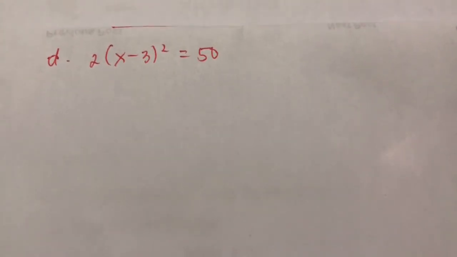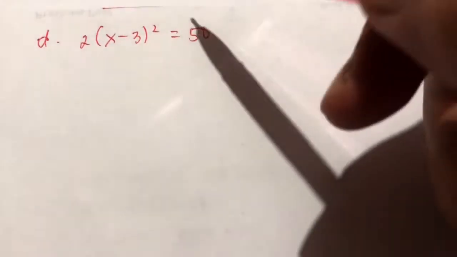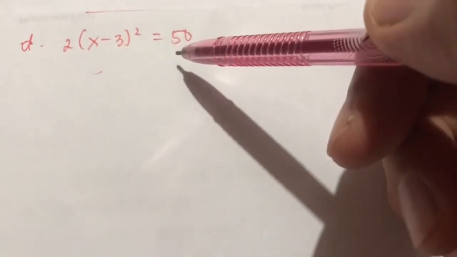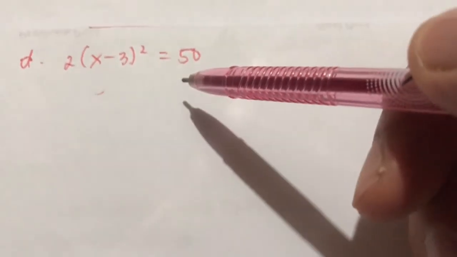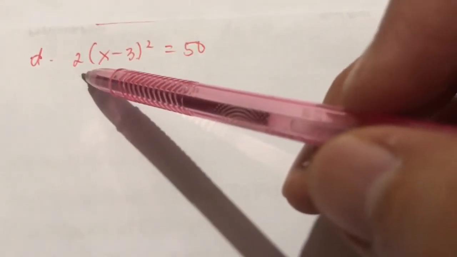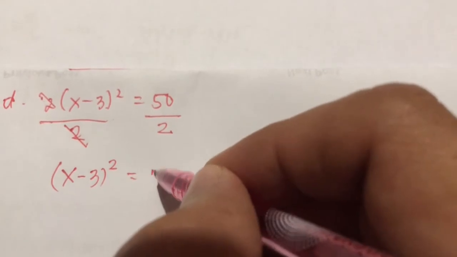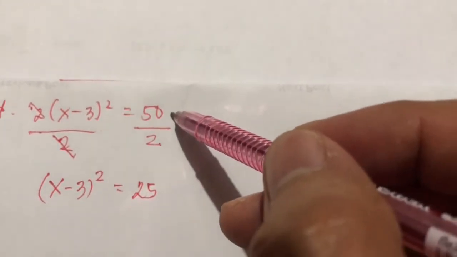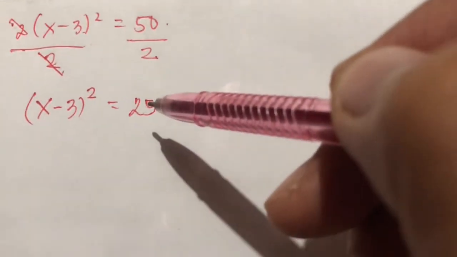Letter D example, 2 times the square of the quantity x minus 3 is equal to 50. So the first thing that we're going to do, kung mapapansin ninyo, meron tayong 2 doon. So yan ang una nating tatanggalin compare sa mga examples na naibigay ko kanina. So, we will divide both sides by 2. What happened? Magkakancel yan. Magkakancel din ito. Ang mangyayari, we have now the square of the quantity of x minus 3 is equal to 25. Bakit? 50 divided by 2, that is equal to 25.